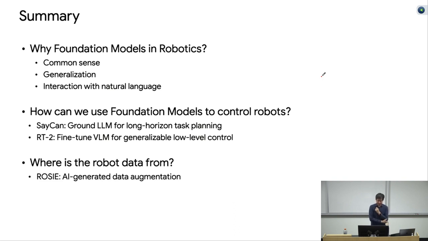And finally, where does the robot data come from? We should use any data possible, whether we set up robots to collect data in the real world, or we collaborate with different universities and institutes to pool data together, or use YouTube, use data from the internet, or in simulation. But another, newly emerged technique is to use these AI generative models to generate data for robotics.